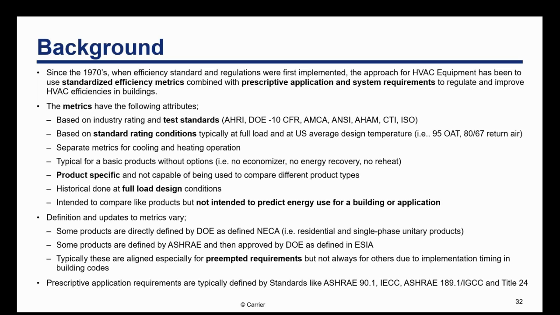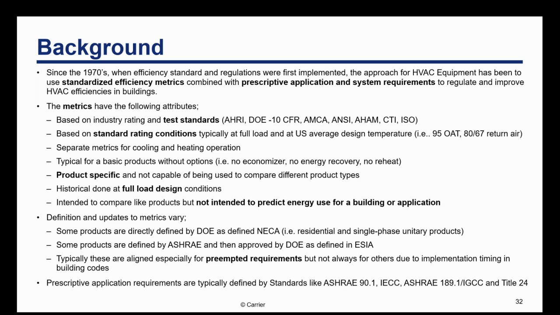So, for example, you can look at an air-cooled chiller and a water-cooled chiller. They both have an efficiency metric like an EER or a kW per ton, and they'll have an IPLV. You really can't compare those two products because it's only the product, it's not the full system. And for example, the water-cooled requires a cooling tower, so that's not in the metric.